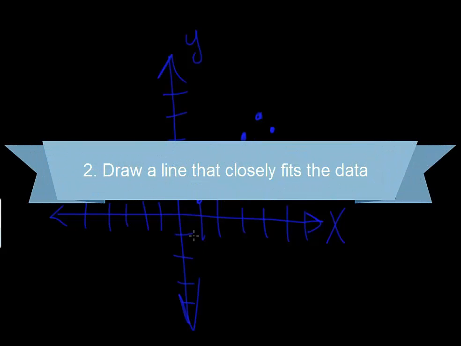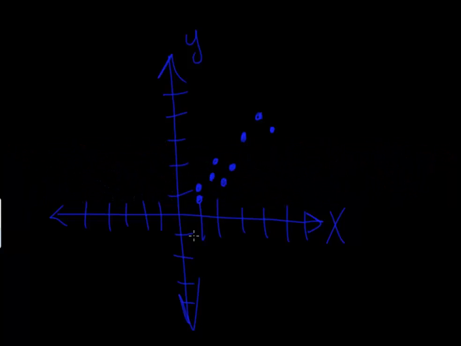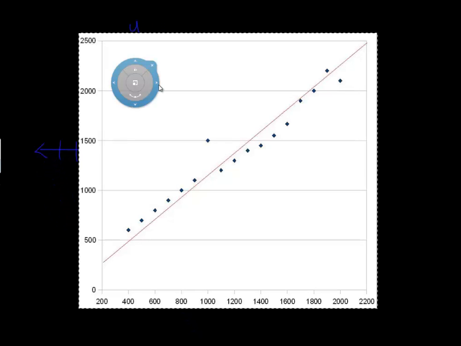Step 2 is to draw a line that closely fits the data. When you draw this line, you should have the same number of points above and below the line. Now watch this. If I draw a line, notice there are a lot of points below my line, not as many above my line. You always want to try to have about the same number of points above and below the line. So the line that I just drew is not the line of best fit.